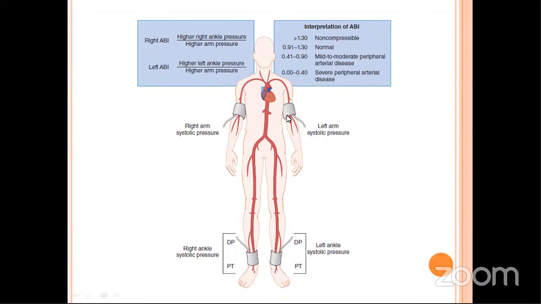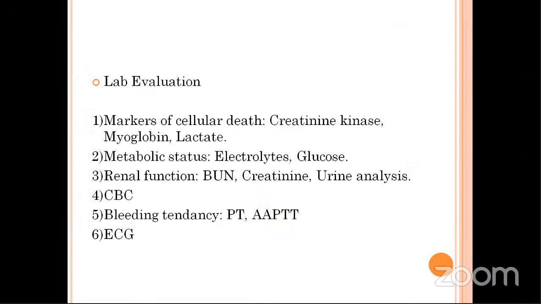So to calculate the right ankle brachial index, the higher right ankle pressure, whichever is higher in dorsalis pedis and posterior tibial, is divided by whichever arm pressure is higher, right or left arm systolic pressure. So if the ankle brachial index is more than 1.3, it is not compressible. 0.91 to 1.3, it is normal. 0.41 to 0.9, it is mild to moderate peripheral arterial disease. 0 to 0.4, it is severe peripheral arterial disease.